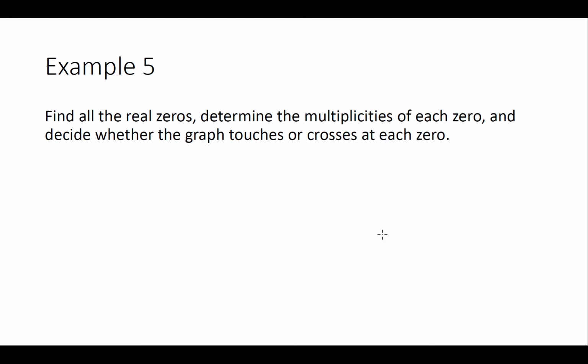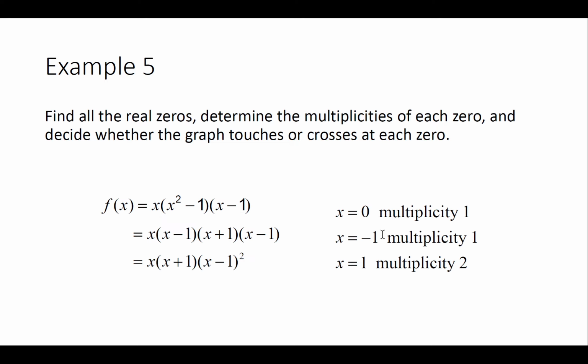Now in this example we're going to find all real zeros, their multiplicity, and we need to decide whether the graph touches or crosses at that point. So here, this is the polynomial x times x squared minus 1 times x minus 1. If you factor out more, this is the factored form. By looking at this factored form, you can see that x equal to 0 is a real zero with multiplicity 1. Multiplicity comes from the power. x equal to negative 1 has multiplicity 1, and x equal to positive 1 has multiplicity 2.